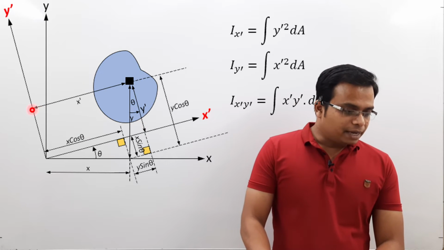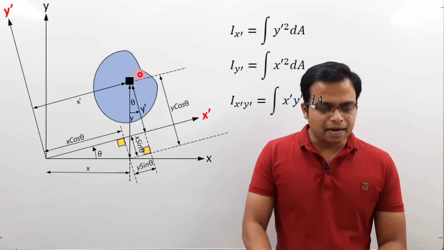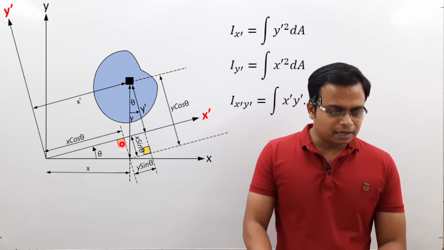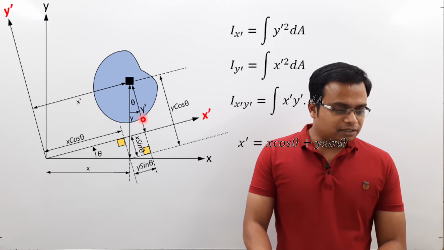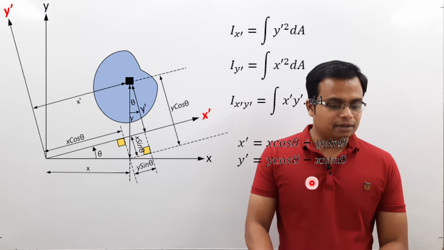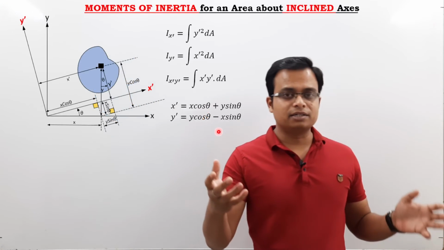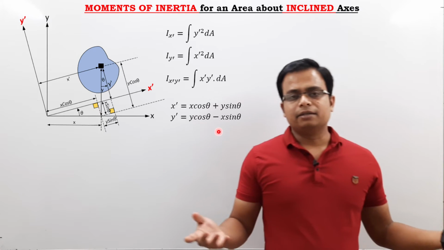New coordinates are going to be x dash, watch the cursor very carefully. x dash is going to be equal to x cos theta plus y sin theta. That's y sin theta, done. Y dash is equal to y cos theta minus x sin theta, done. So these are basically known as the transformation equations.